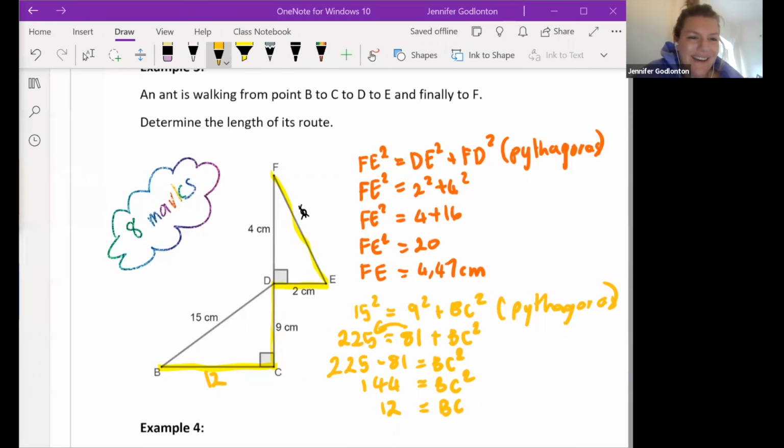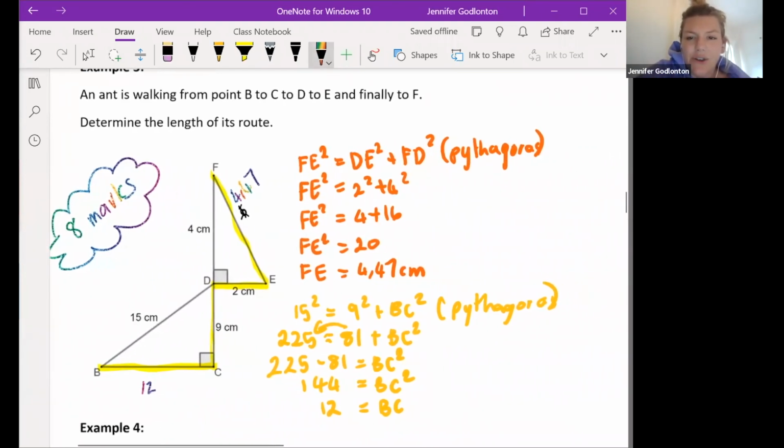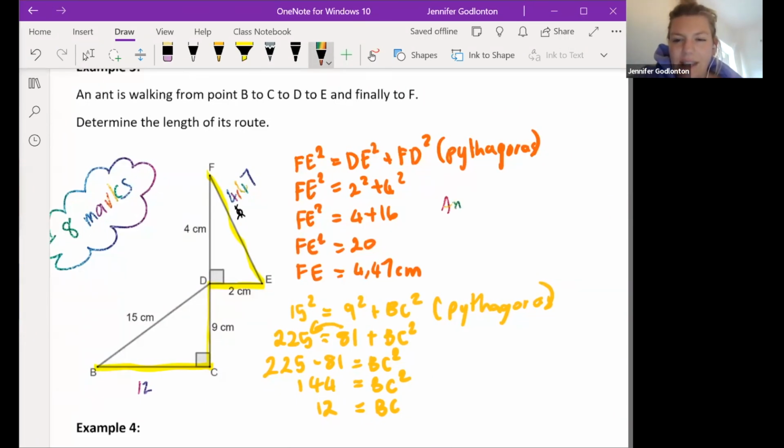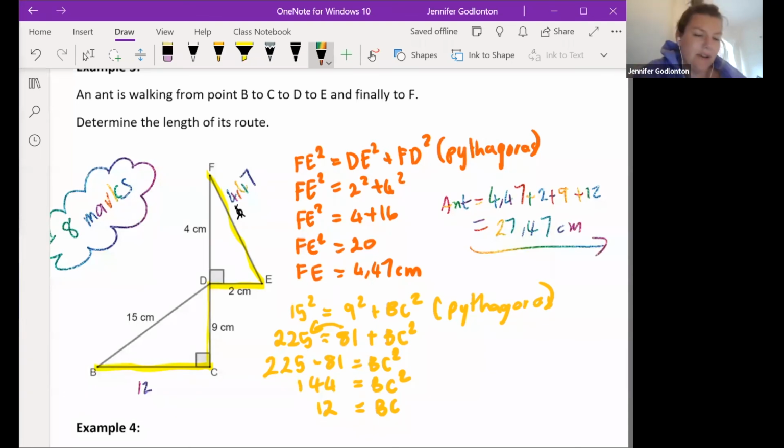Okay, let's wrap this up. So what we have at the moment, we have FE, which is 4.47. We've got DE, which is 2. We've got DC, which is 9. And we've got BC, which is 12. And all we have to do now is add up those sides. So the journey of our ant, I'm just going to write it over here. Our ant is going 4.47 plus 2 plus 9 plus 12, and that gives us a total of 27.47 centimeters. That would be our journey of our ant.